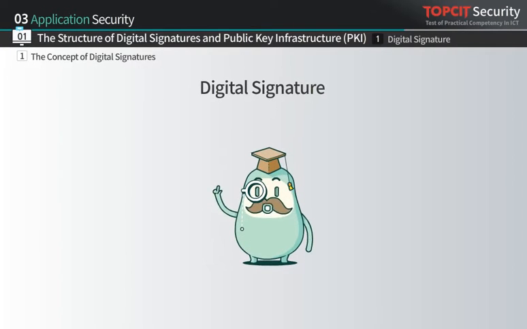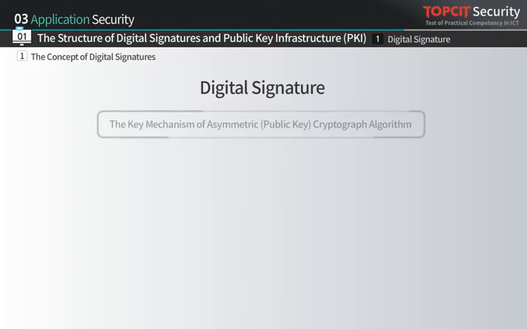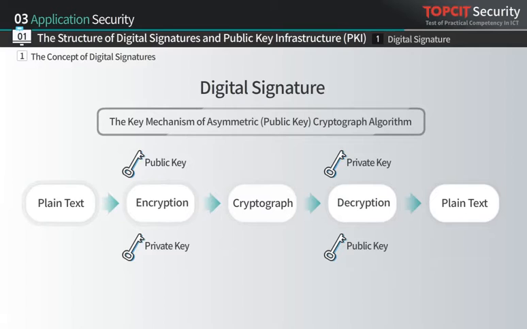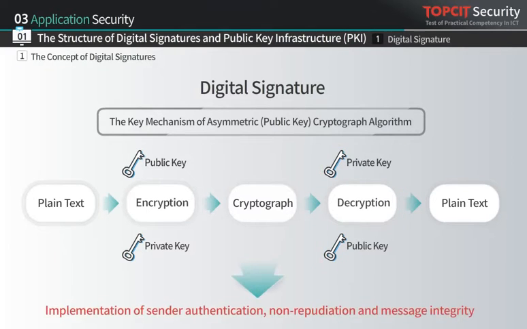Let's learn about digital signatures in relation to application security. A digital signature uses the mechanism of public key cryptography technology to deliver the private key encrypted hash value of the message. The receiver decrypts it with the sender's public key, and cryptography technology is then used to implement sender authentication and non-repudiation functions, as well as guarantee the integrity of the message.